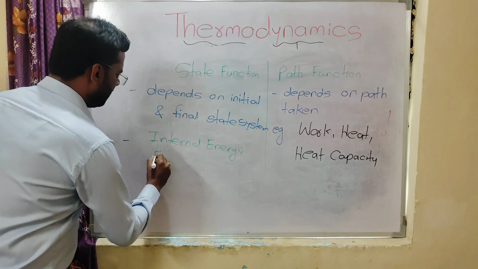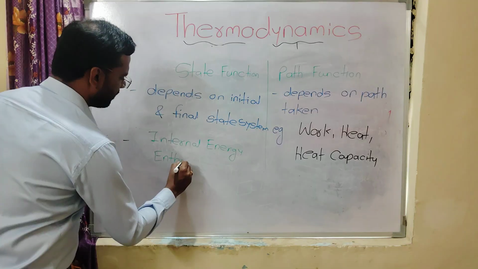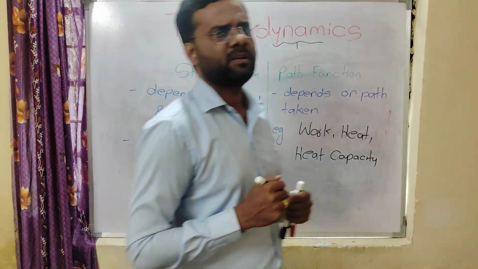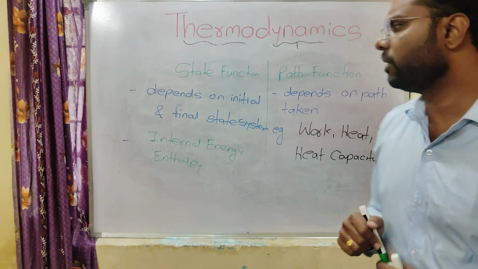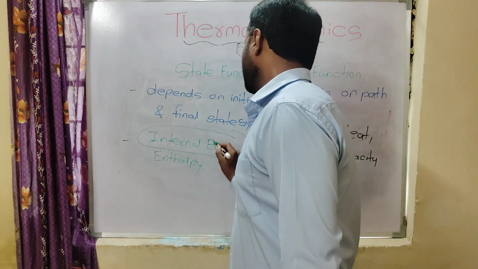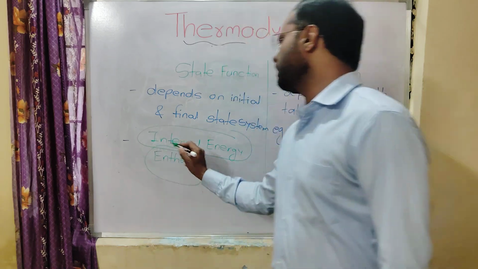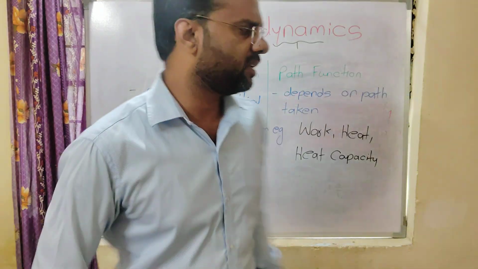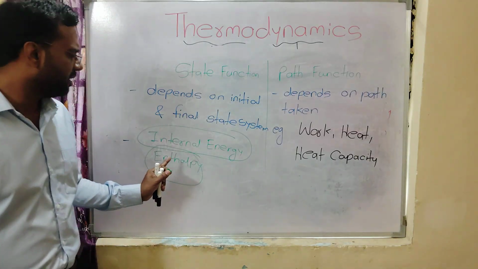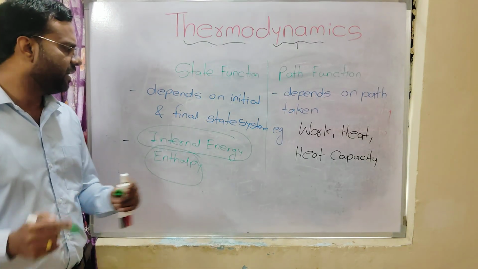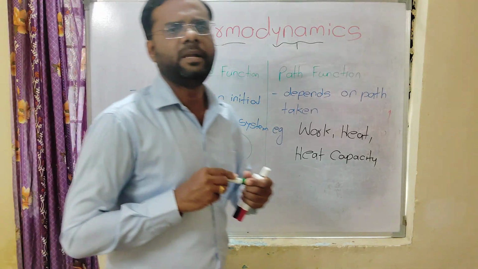enthalpy. Any other example we can take other than that? Work, heat and heat capacity are path functions. Internal energy is basically the measurement of heat at constant volume, and enthalpy is the measurement of heat of any thermodynamic process or any reaction at constant pressure. If you measure heat at constant pressure, it is enthalpy, and if you measure heat at constant volume, it is internal energy.